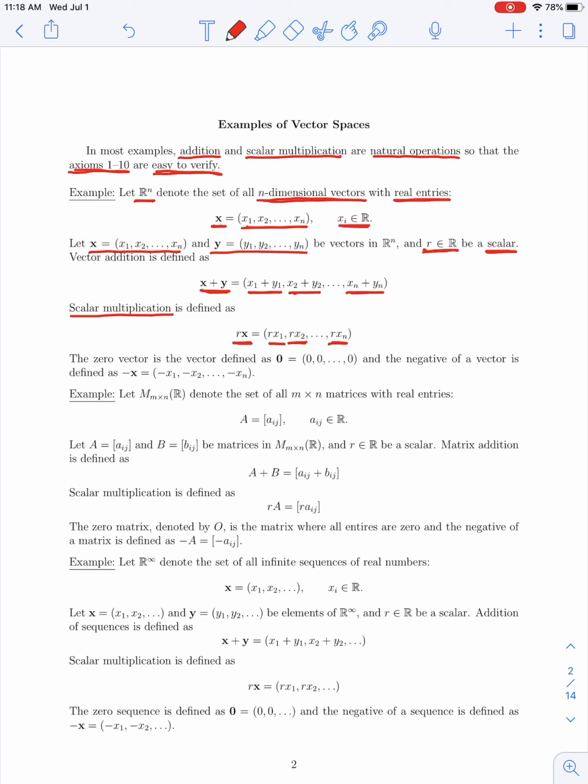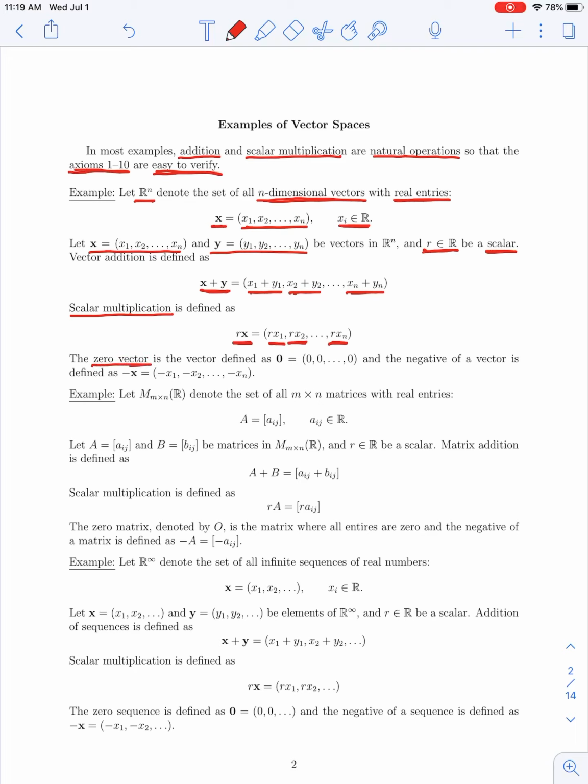And because of the associativity and commutativity properties of the real numbers, we have all of the other axioms for our vector space holding here. The only question is, for a given vector, how would we define its negative, or what is the zero vector considered for this space?